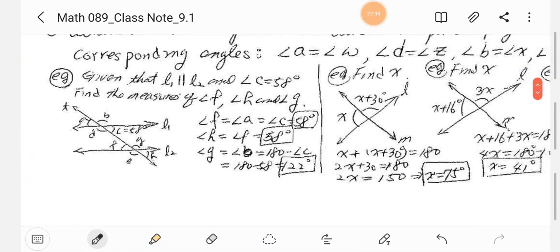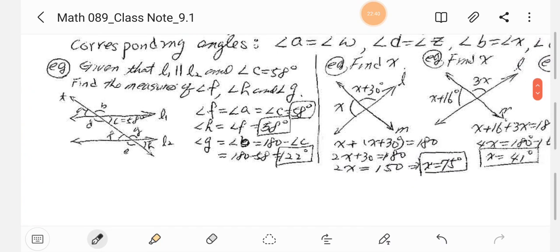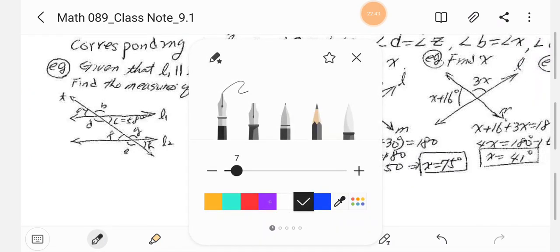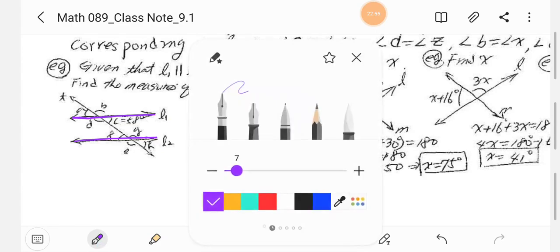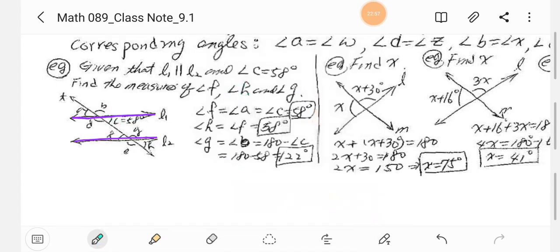All right, then using this information, two lines are parallel. So line L1 and L2 are parallel. And here's a transversal, right? Now angle C is 58. Angle C, this one, is 58. Then find the measure of angle F. Angle C and angle F are the same.